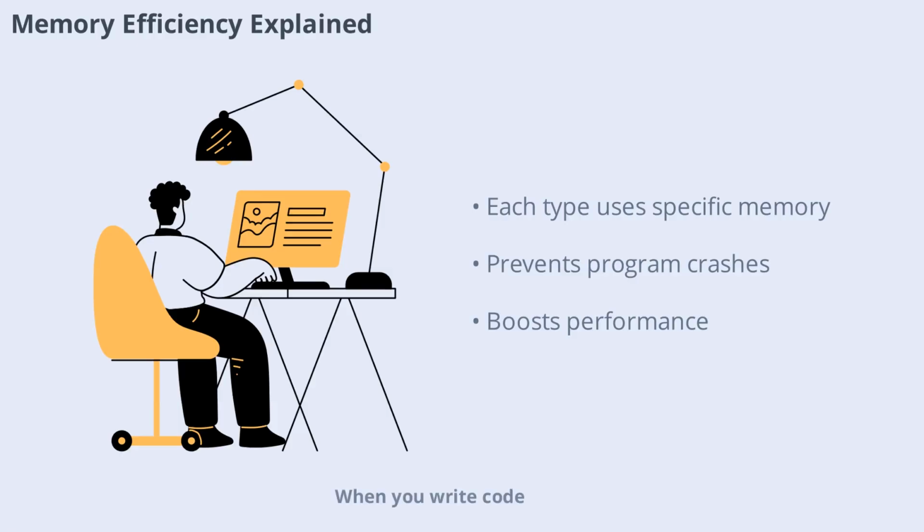When you write code, every variable you create takes up space in your computer's memory. Java's strict typing system helps the language manage the space efficiently. For example, an int uses 4 bytes while a double uses 8. By telling Java exactly what you need, you avoid wasting memory and prevent errors that can crash your program.